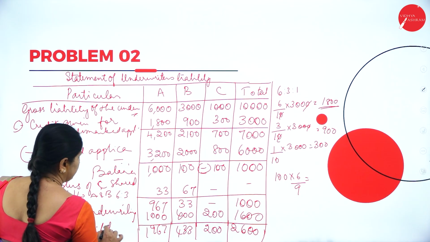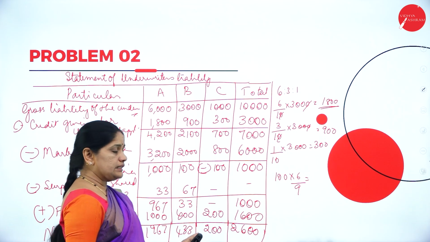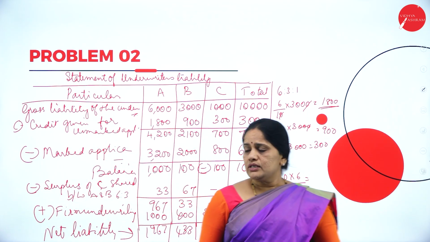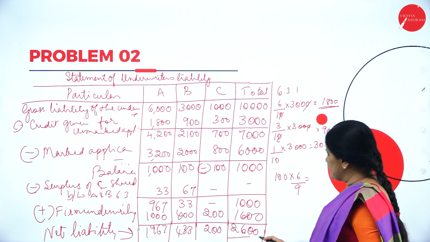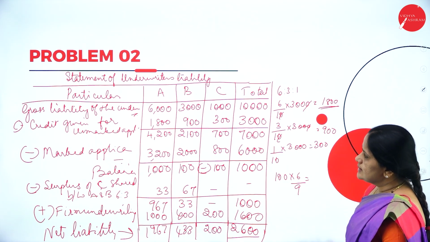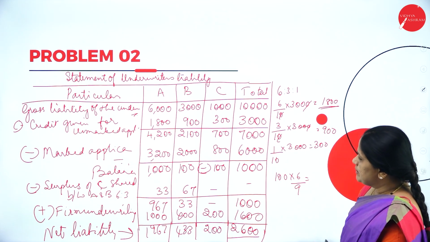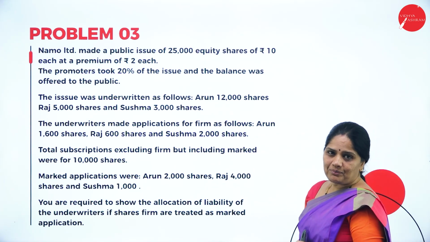The net liability is 1,967, 433 and 200. So the net liability of the underwriters is 2,600 shares. So this is how we have to calculate the underwriter's liability. Now we'll go to the third problem here.